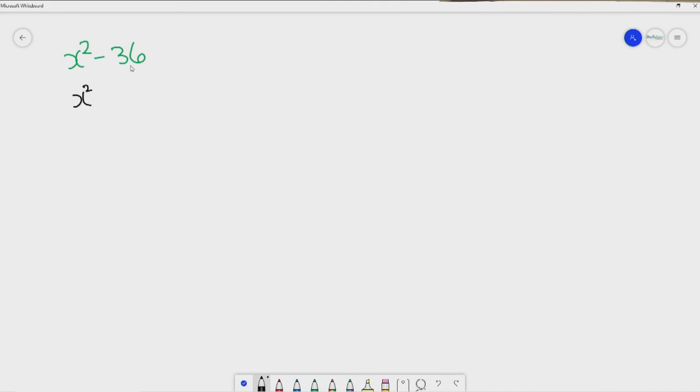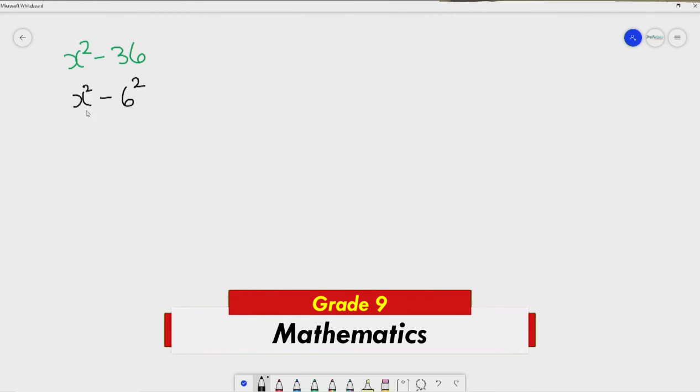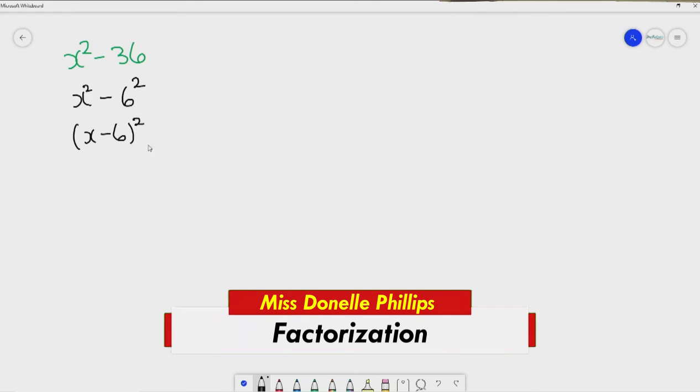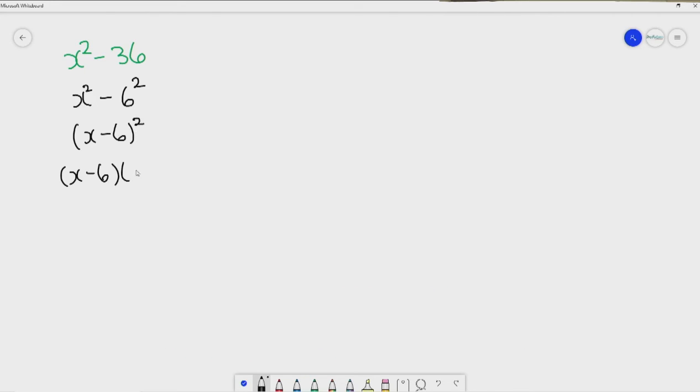Now we have to write 36 as a squared number, and we know that the square root of 36 is 6, so this would just be 6 squared. Because both terms are squared, we could write them in brackets: x minus 6 all squared. And then when we expand this, we would have x minus 6 in the first bracket and x plus 6 in the second bracket. Now I am going to show you that when we expand it, we're going to get back what we started with.